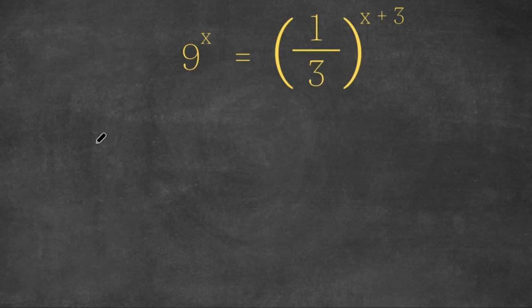Hey guys, welcome back to Click Academics. In today's video, I'm going to be teaching you guys how to solve this exponential equation. So we have 9 to the power of x is equal to 1 over 3 to the power of x plus 3.